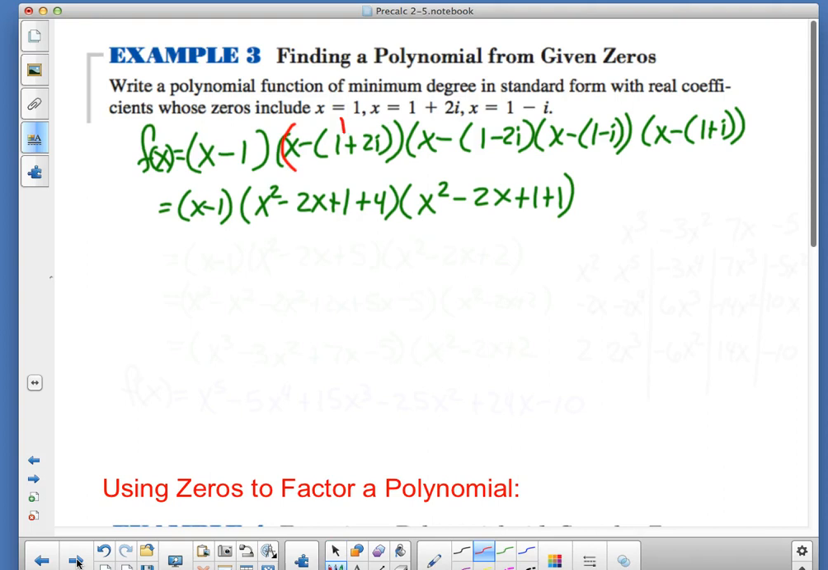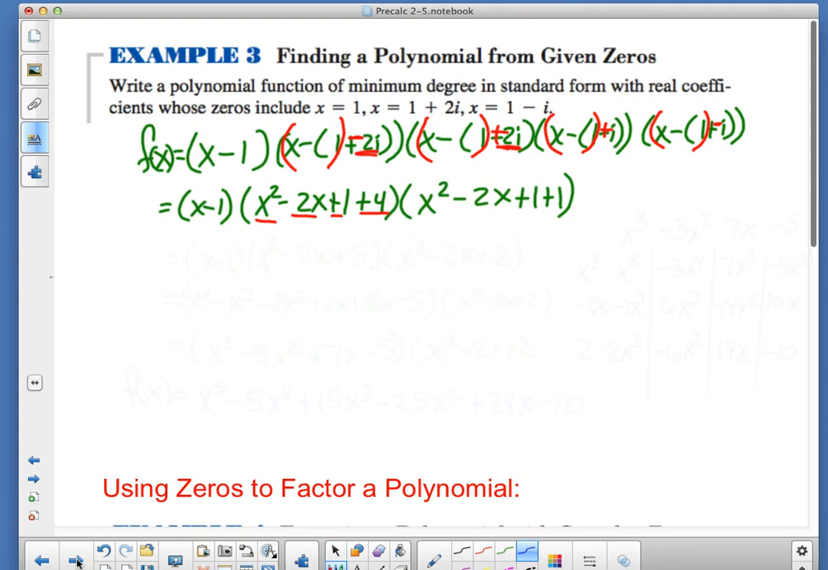Again, I grouped it. That's the opposite. I'm using that difference of two squares idea. I take my first term, x minus 1, and square it. X minus 1 times x minus 1 is x squared minus 2x plus 1. Then I look at this term. I got negative 2i plus 2i, which is negative 4i squared, which is positive 4. And that's where that came from.